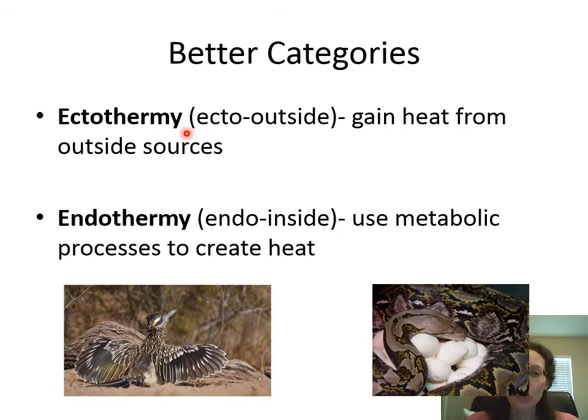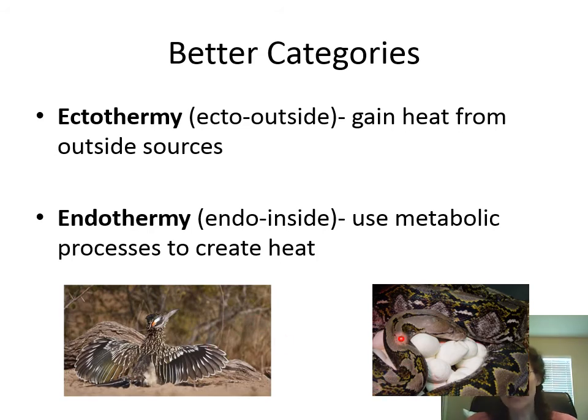But these are not mutually exclusive categories. Birds like the roadrunner here, they're able to save energy by cooling their body temperatures a few degrees at night. So instead of maybe being at 40 degrees at night, they'll let their body temperature drop to 38. And then in the morning, they'll go out in the sun, they'll spread their wings like this and warm up, bring their body temperature back up to 40. So in that case, it's getting heat from an outside source and acting like an ectotherm.